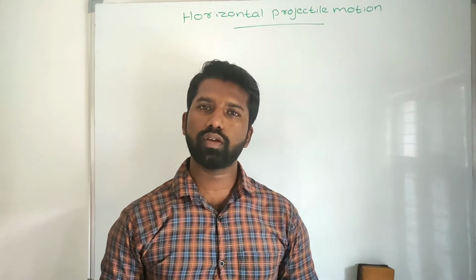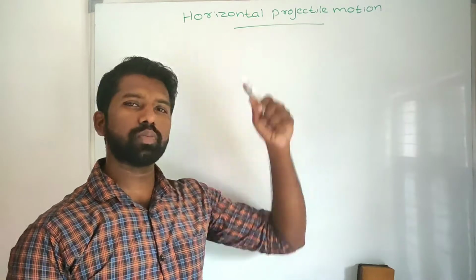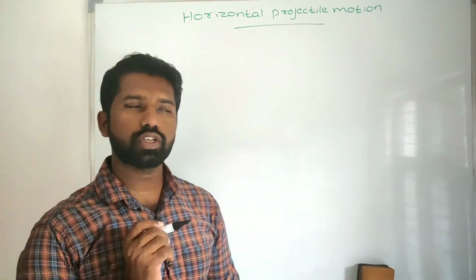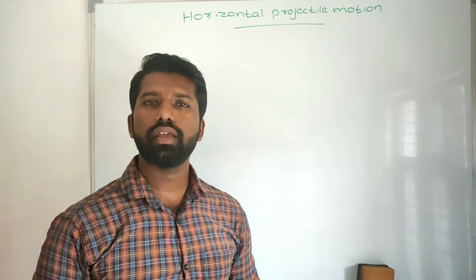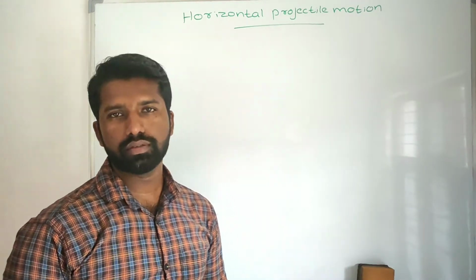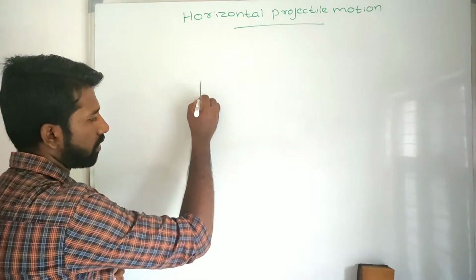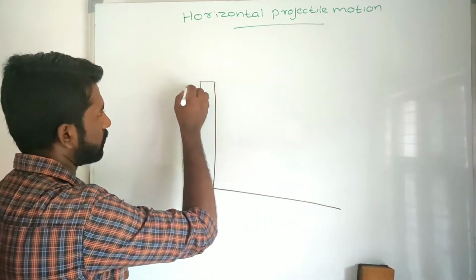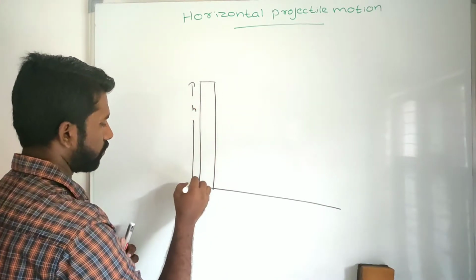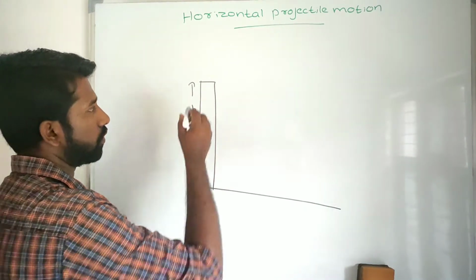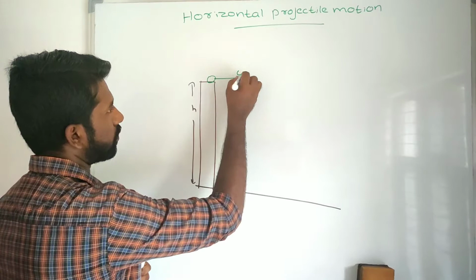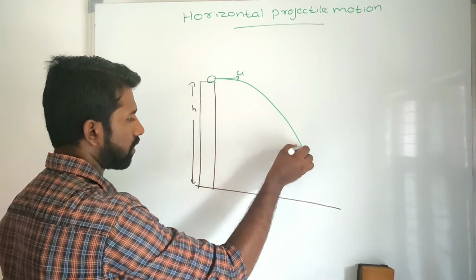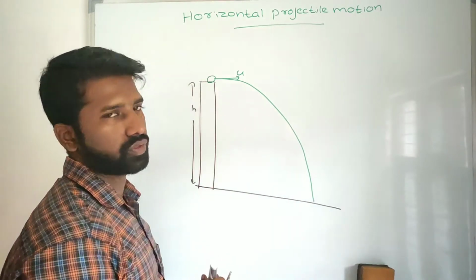In this video, I am going to discuss horizontal projectile motion. In horizontal projectile motion, an object is projected horizontally, like a bullet fired from a gun. Here I consider that an object is projected from height h with an initial velocity u horizontally, like this. This object follows a path and finally strikes the ground.